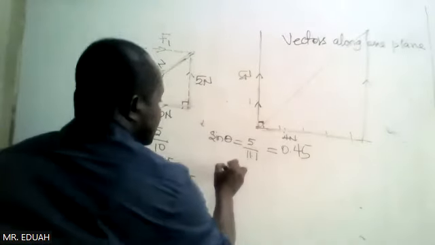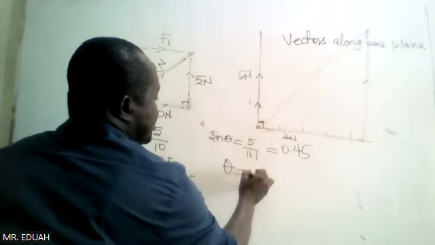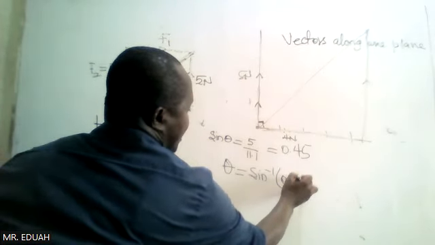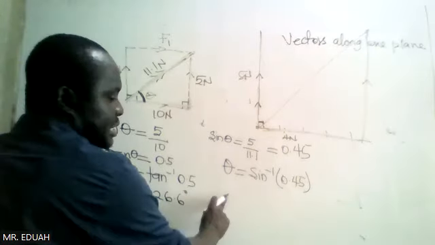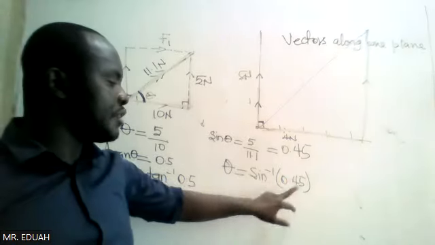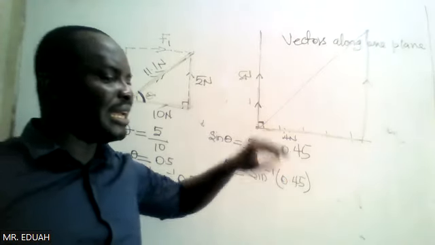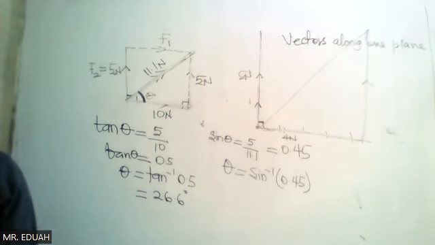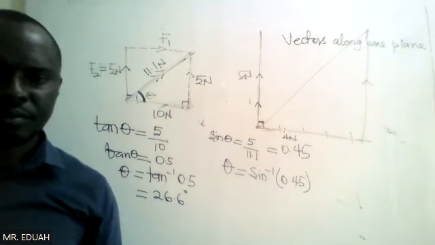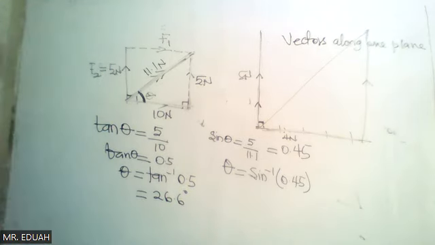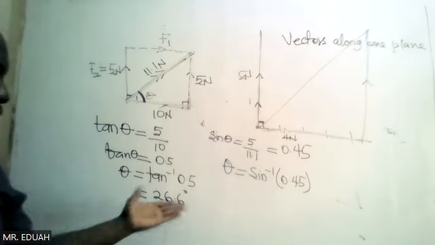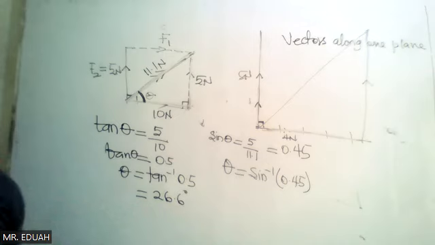Okay, so theta would have to be equal to sine inverse of 0.45. So shift, then you press sine, then you input 0.45, then enter. Please, let's all confirm. You get 26.7. Good. Don't forget we rounded this up. The whole number is what is important.